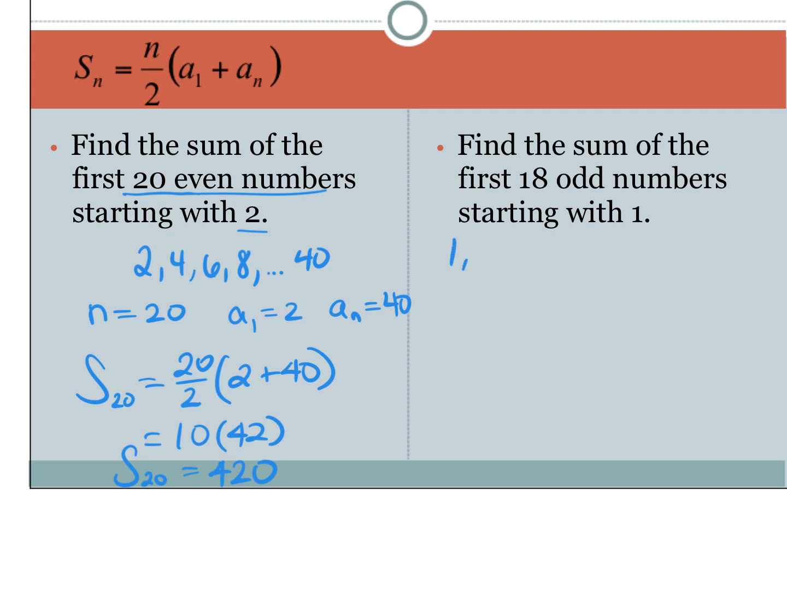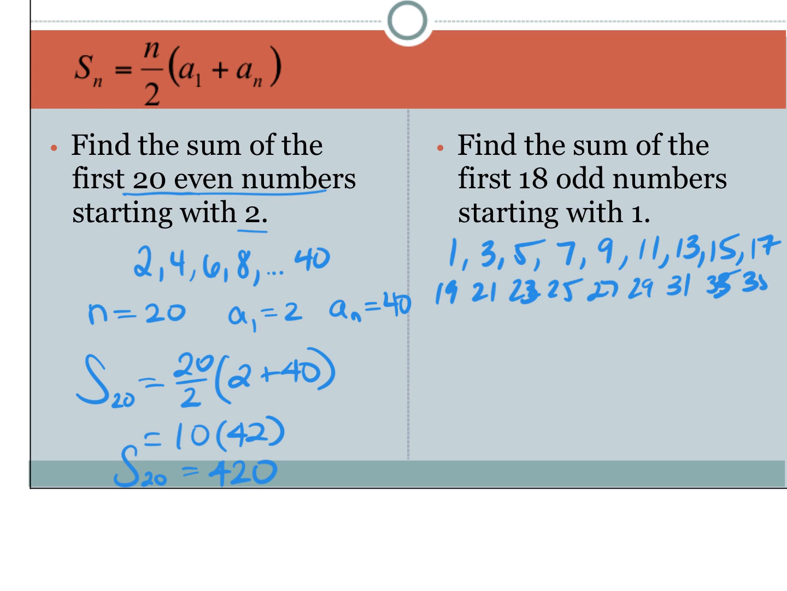Let's go 1, 3, 5, 7, 9, 11. That's 1, 2, 3, 4, 5, 6, 7, 8, 9. That's the first 9 odd numbers. 19, 21, 23, 25, 27, 29, 31, 33, and 35. Okay, so my first odd number, my a1 is 1, and my a18 is 35. The 18th number is 35.